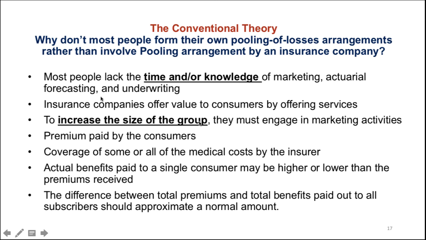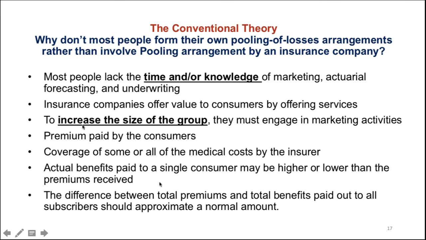So the insurance companies spend their money, hire the experts to calculate, and then offer this value to consumers by offering these services. Also, by marketing, they increase the size of the group. They advertise and ask people to join this pooling arrangement, and they pay this premium. The consumers pay the premium for coverage of some or all of the medical costs by the insurance, so later on they can be covered, mostly for that top 5% of frequent users.